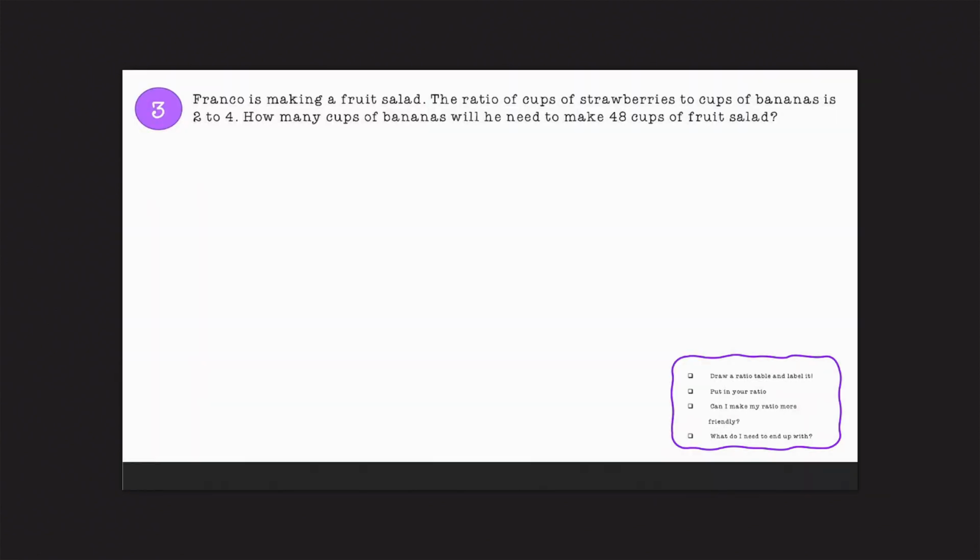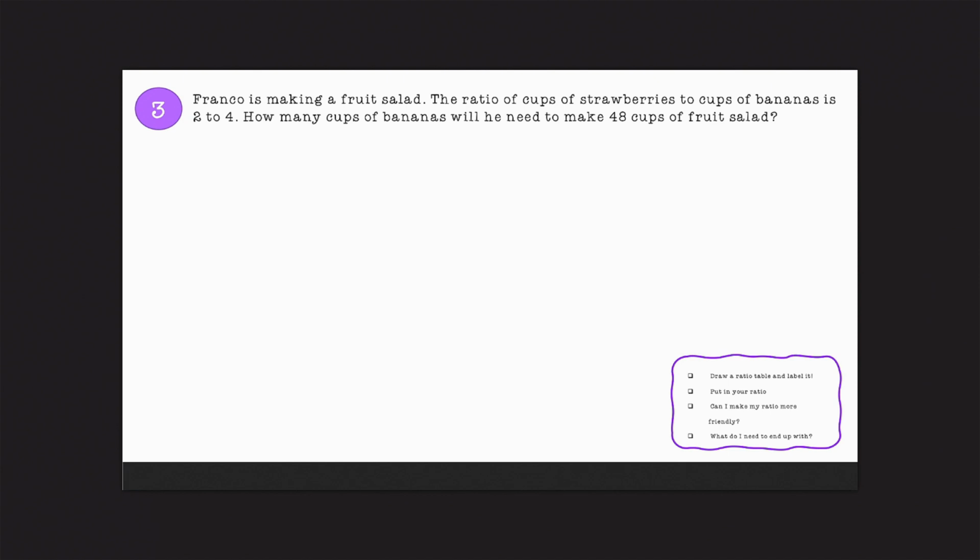Now this next one is a little tricky. Normally we've been looking at part-to-part relationships. This one kind of takes it to a part-to-whole relationship. So I'm going to draw a picture here just to get started. I'm going to go ahead and use red for strawberries, and then I will use yellow for bananas.